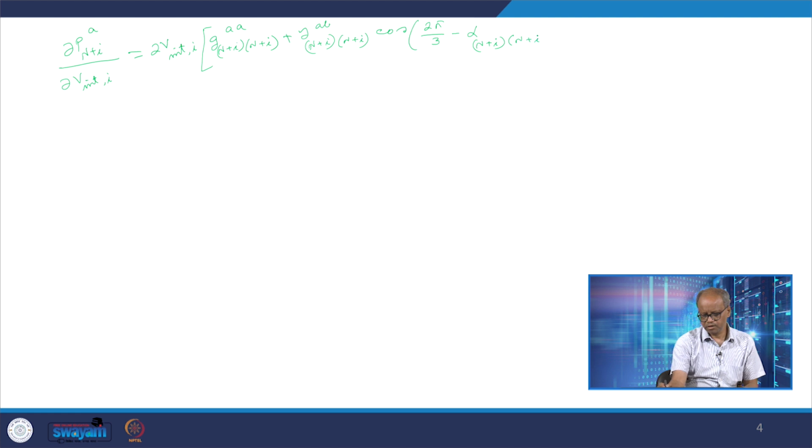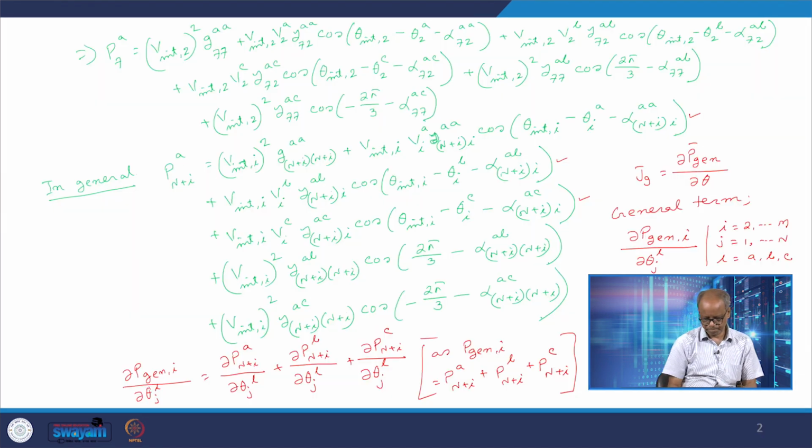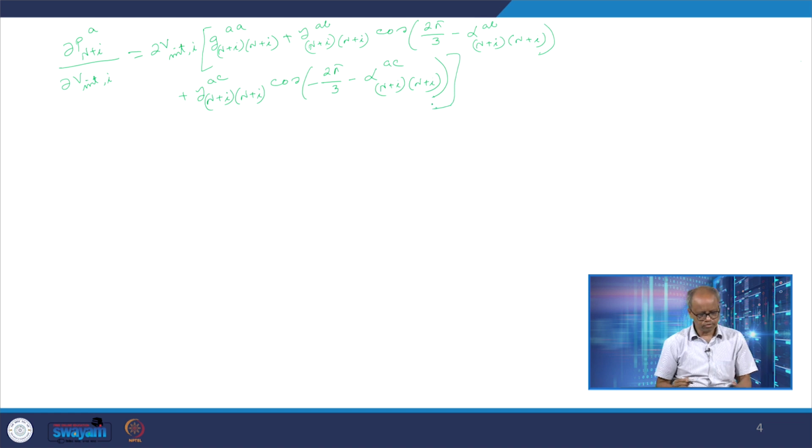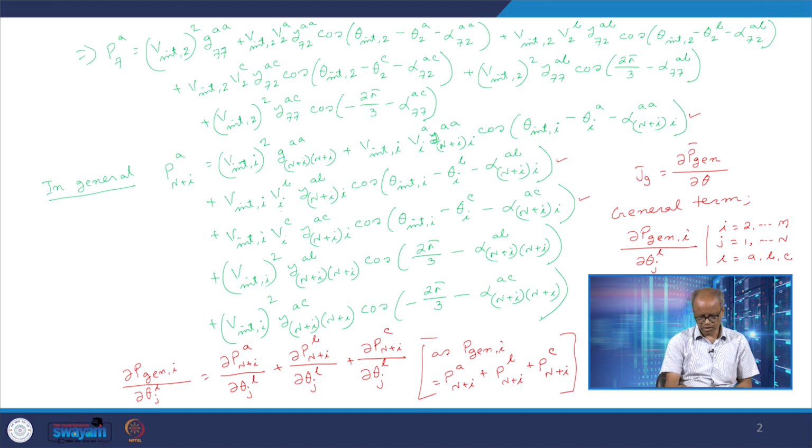Then plus, from here, AC: Y n plus I, n plus I AC, cosine of minus 2 pi by 3. So these are the terms due to the V internal I squared terms.